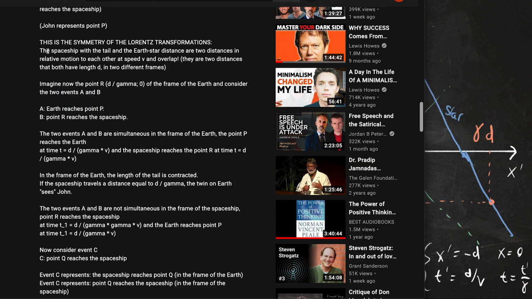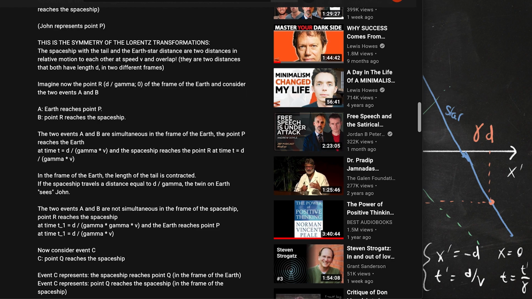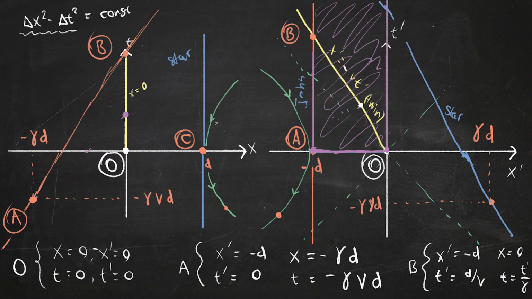I wanted to focus on this little bit here. So you're saying the spaceship with the tail and the Earth-star distance are two distances in relative motion, certainly true, at speed v, and you're saying they overlap. The two distances both have a length d in two different frames. Okay, let's analyze that statement with regards to the spaceship and the world lines. I haven't done the world lines of the spaceship in the unprime framework, so let's go ahead and do that.